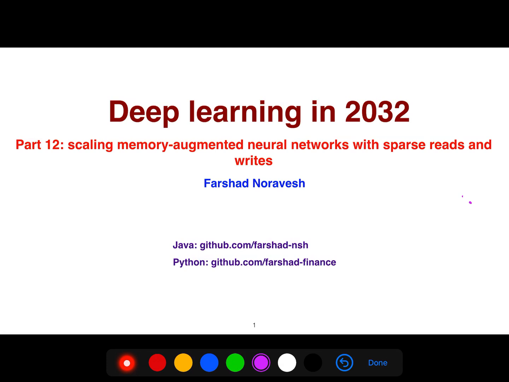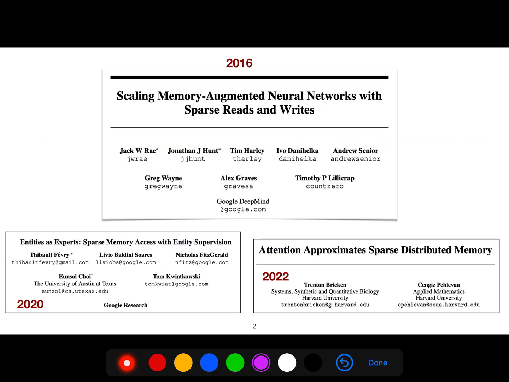I'm going to explain the third important article of Alex Graves and DeepMind Company. It started from the Turing machine, and then they implemented a differentiable neural computer, and now they want to scale it to have sparse read and write. This is the article from 2016 that I'm going to explain.